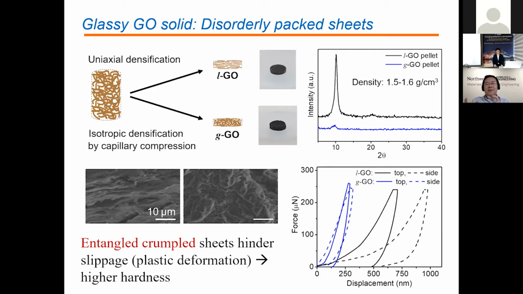And hardness is a measure of the resistance of a material against permanent plastic deformation. So the anisotropic behavior of the lamellar solid is perfectly understandable because it has this anisotropic microstructure. Now, when we move to the glassy graphene oxide solid, then as expected, the hardness is now much more isotropic. If you measure along the side and measure along the top, it's about the same.